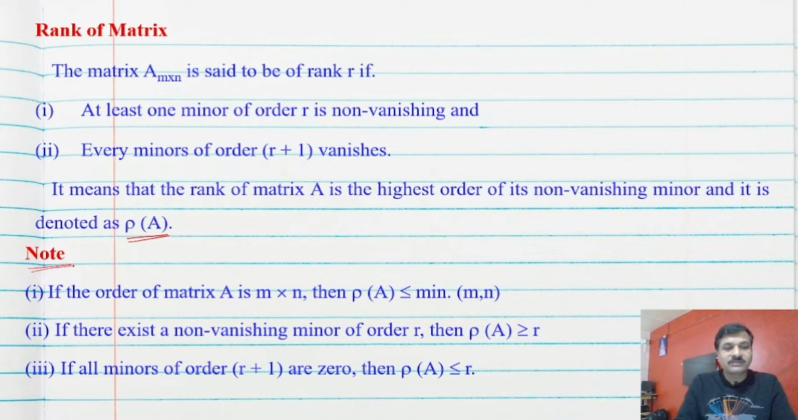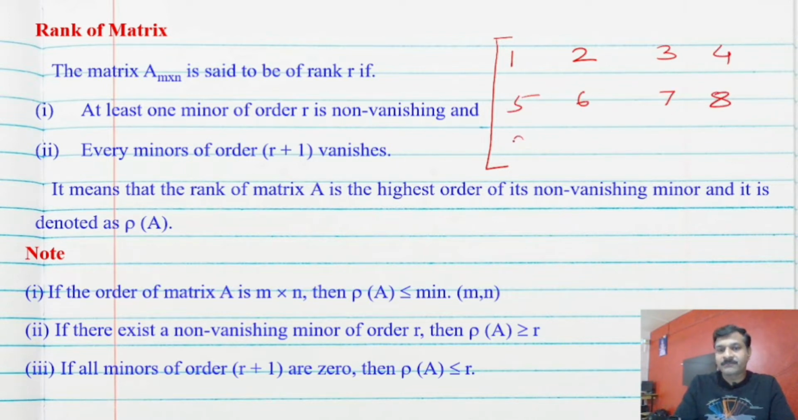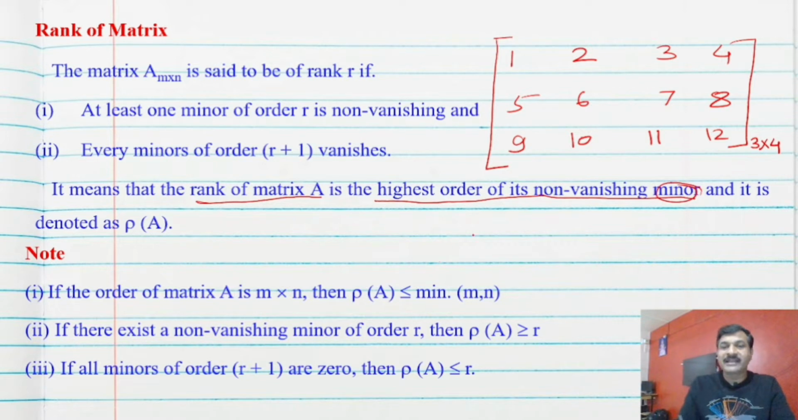You must note, if the order of matrix A is m by n, then rank of A is less than or equal to minimum of m, n. So here is one example you can take. 1, 2, 3, 4, 5, 6, 7, 8, 9, 10, 11, 12. What is the order of this matrix? It is nothing but 3 by 4. And here rank of matrix A is the highest order non-vanishing minor, means minor we have to find. So in this case minor means determinant.